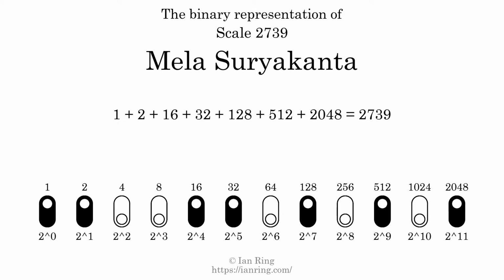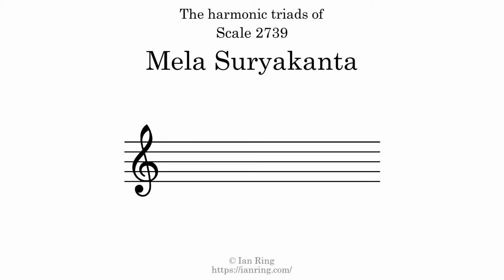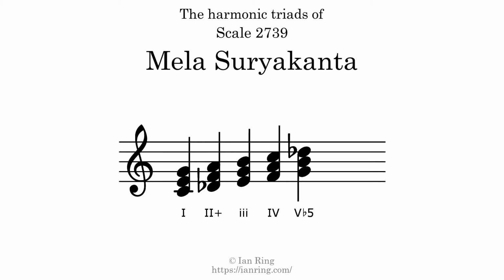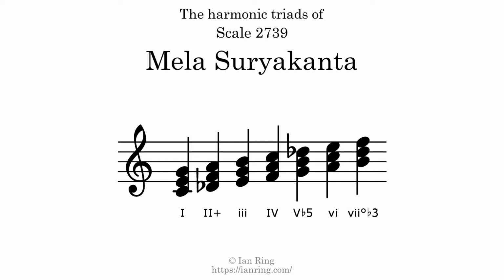2739. The scale number not only enumerates the scale with a unique index, but it also literally describes the tonal content of the scale. Represented as a binary number in base 2, the scale number is 101010110011. Here are the harmonic triads present in this scale. Major, augmented, minor, major, major flat 5, minor, diminished flat 3.